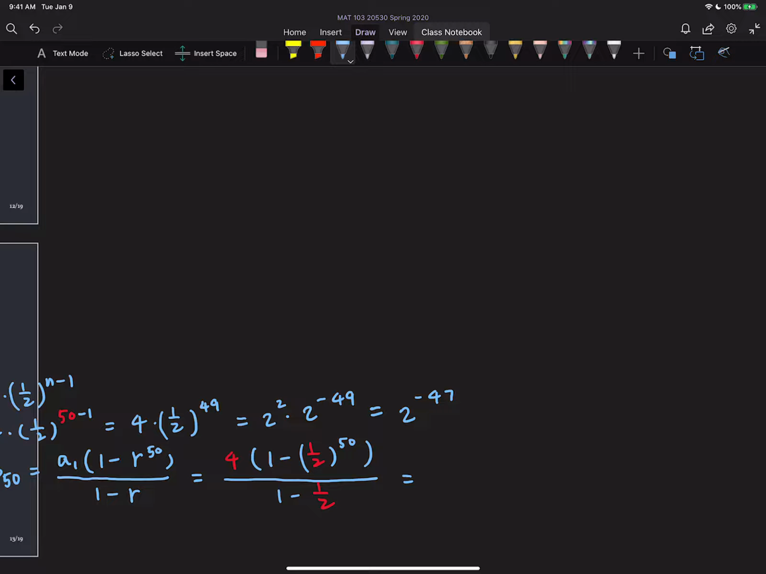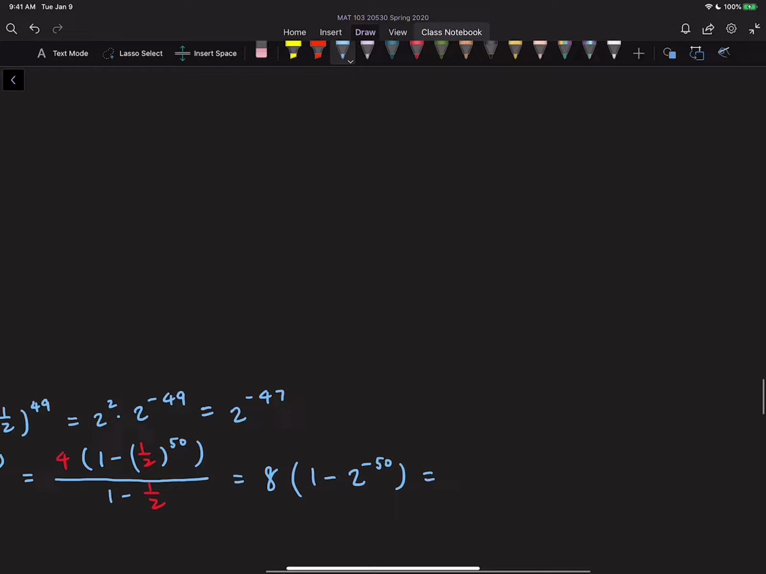So for this one, if you do like that, it's already good enough. But if you simplify, you actually are able to simplify this. The denominator is basically 1/2. 4 divided by 1/2, that is 8. So it just becomes 8 times 1 minus 2 to the power of negative 50. And I'm going to rewrite 8 as 2 to the third later.